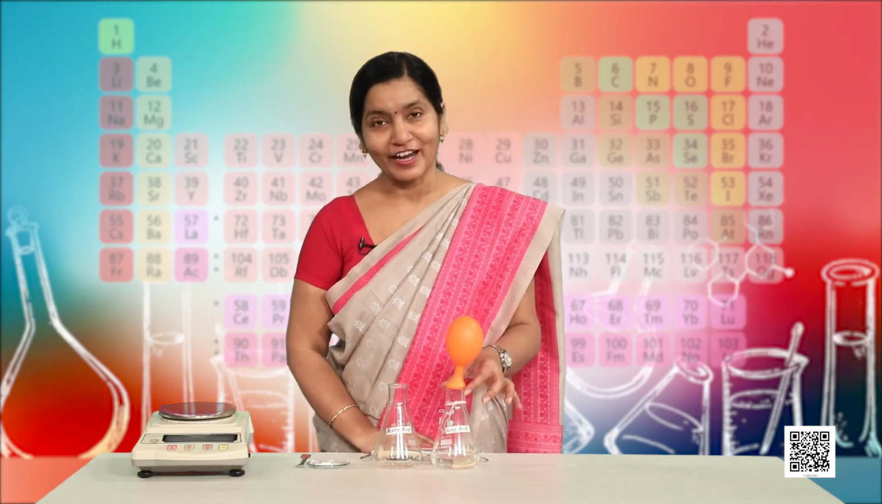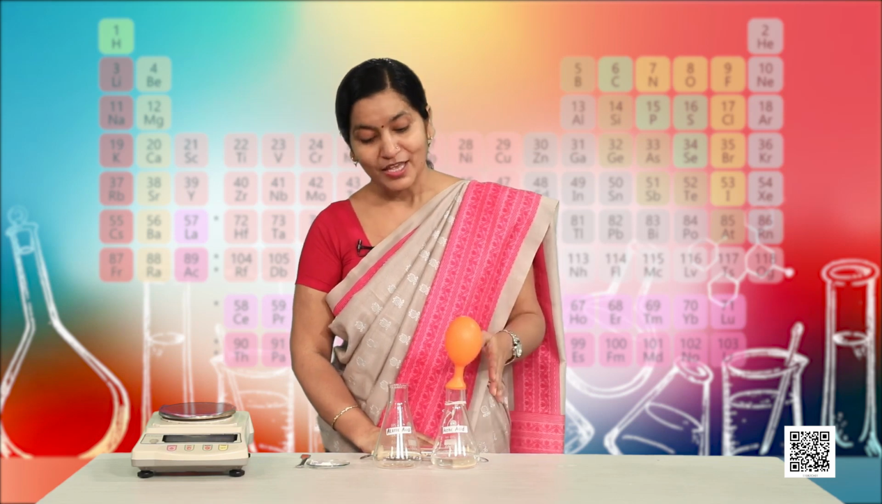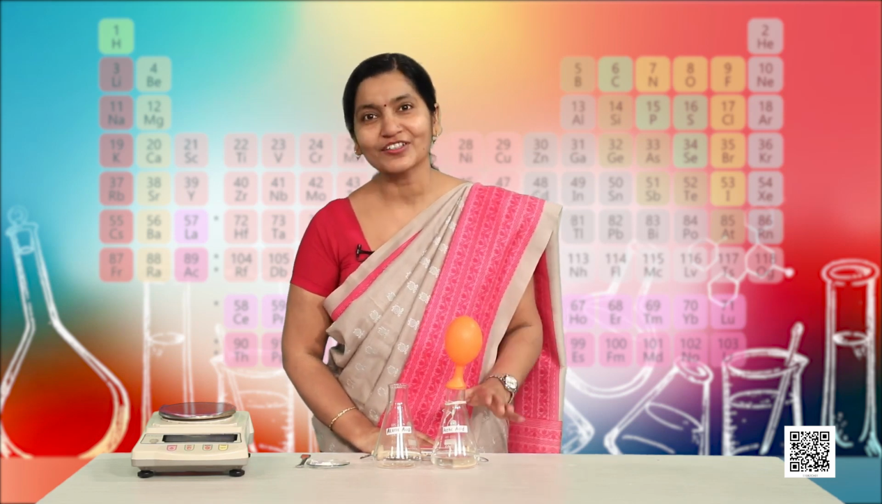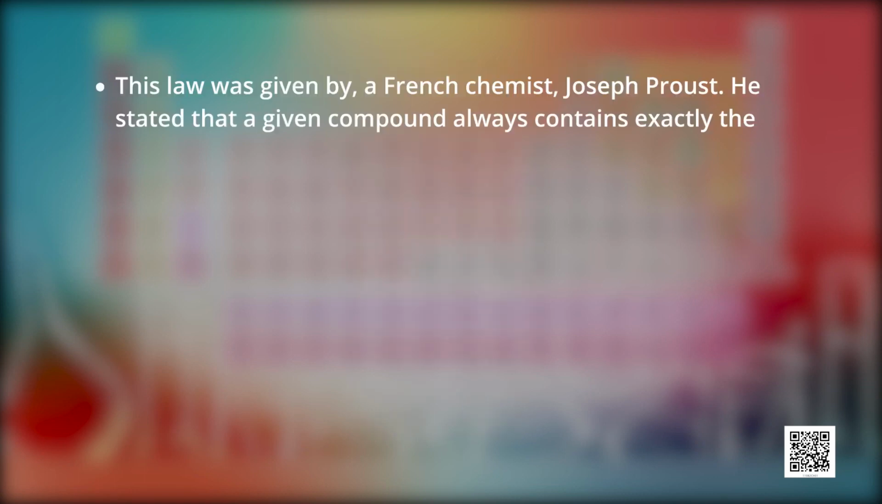Friends, we have verified the law of conservation of mass. We have seen that mass before the reaction and after the reaction are same. So, mass can neither be created nor destroyed. Let's see what is law of definite proportion. This law was given by French chemist Joseph Proust. He stated that a given compound always contains exactly the same proportion of elements by weight.